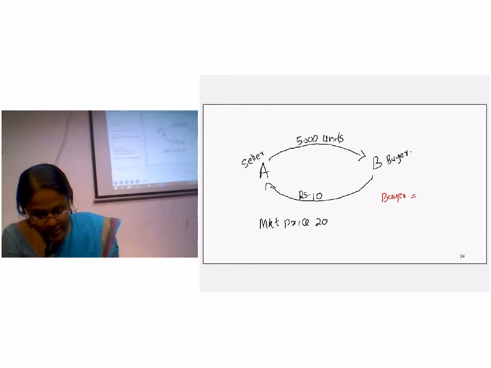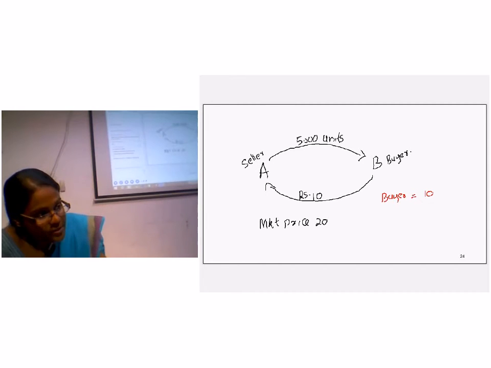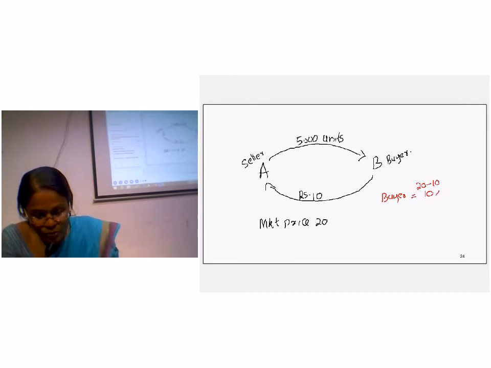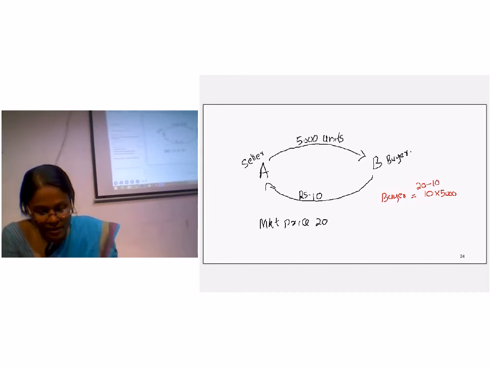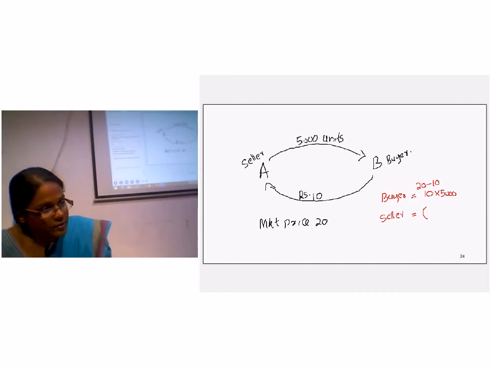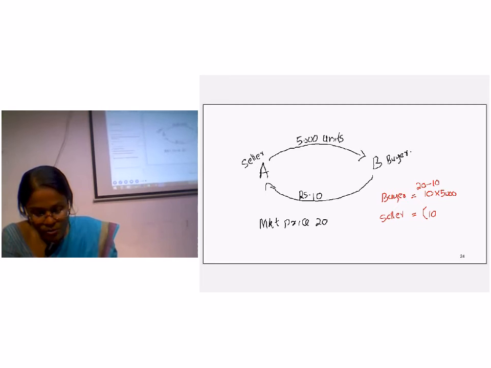10 rupees. Here, 10 rupees means the difference, 20 minus 10, right? Not the forward price, okay? 10 into 5,000 units. This is the benefit. Seller is losing, right? 10 into 5,000 units.